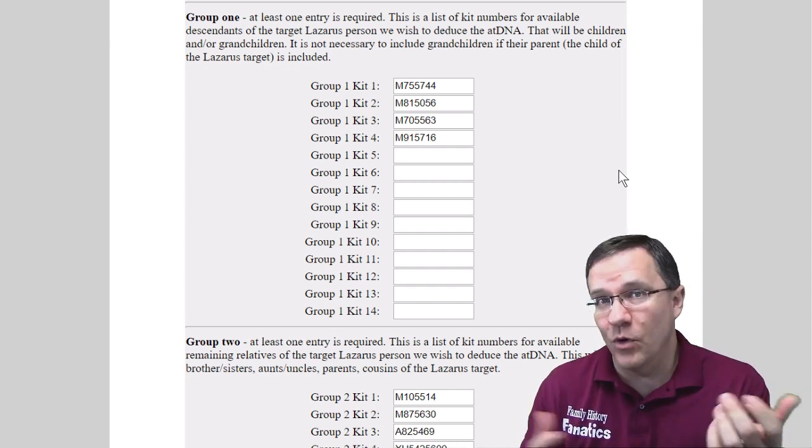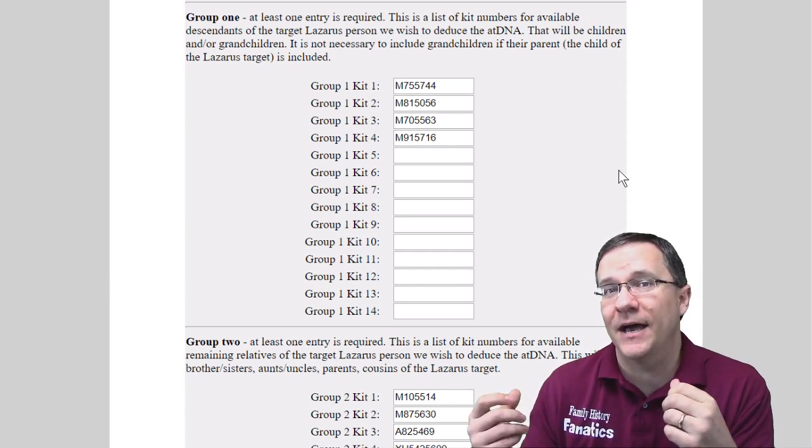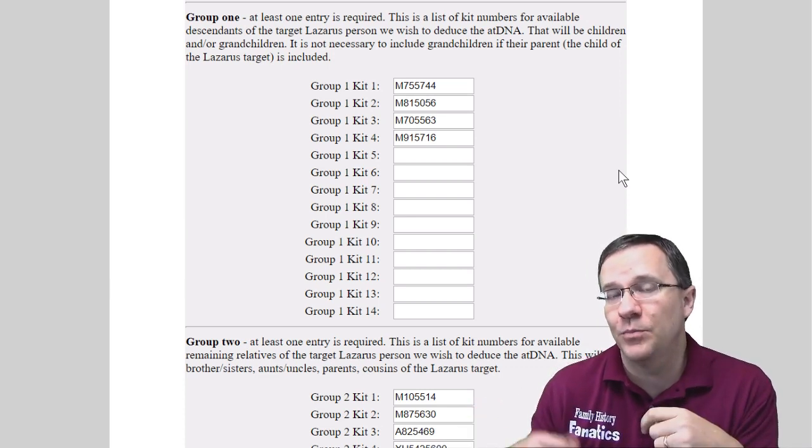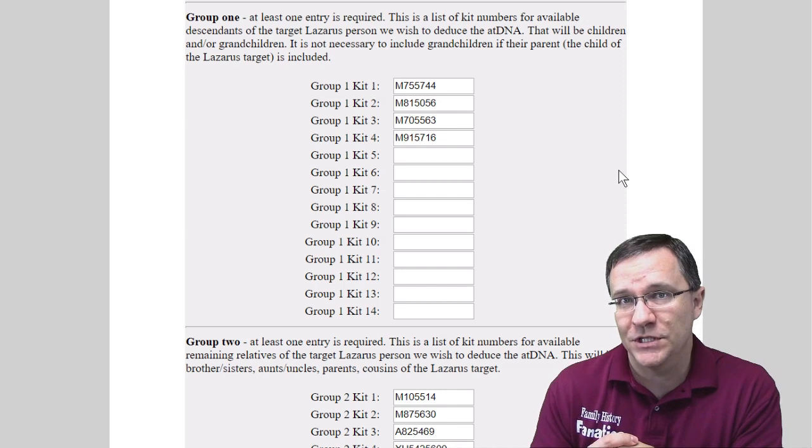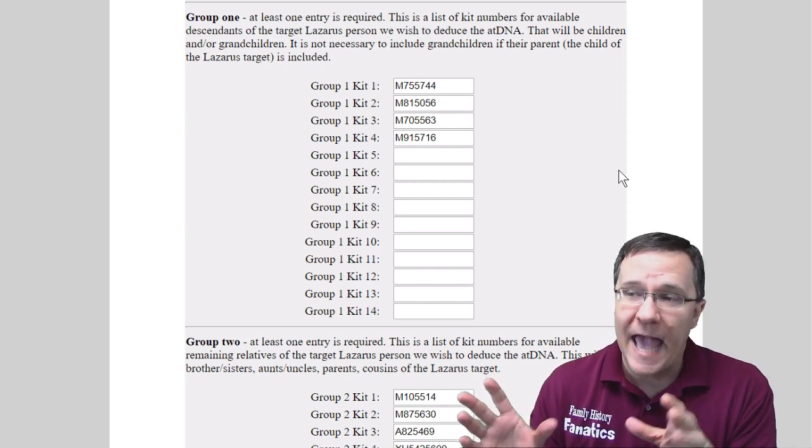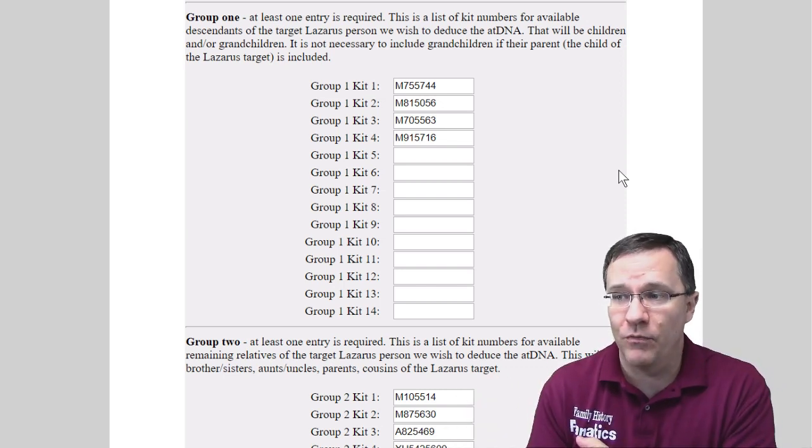Now, if I didn't have one of my brother's DNA kits, but I had a couple of his children, I could put in those kit numbers, and that would add some more information to the overall mix.